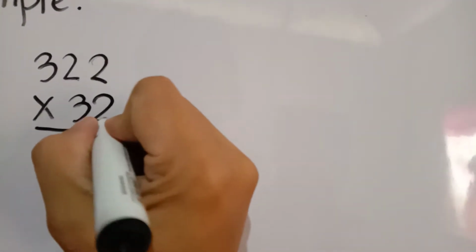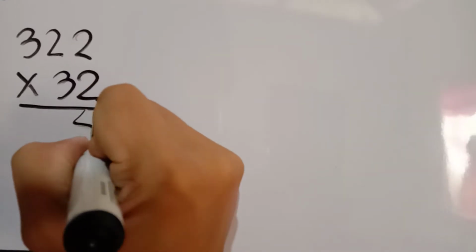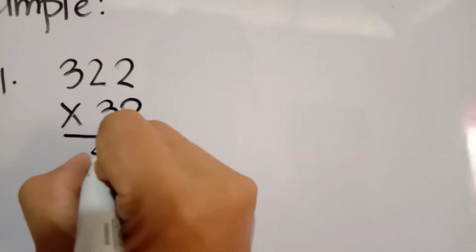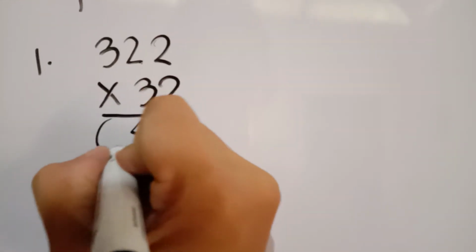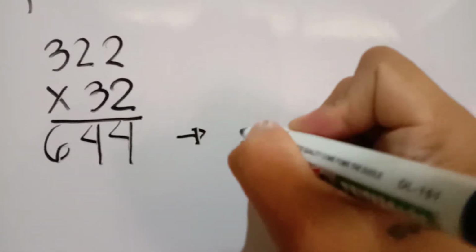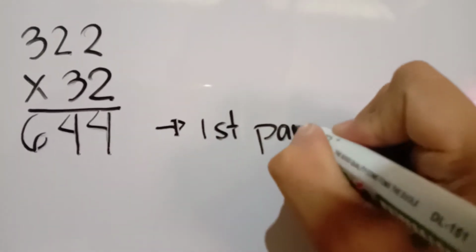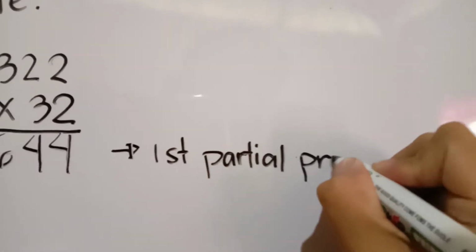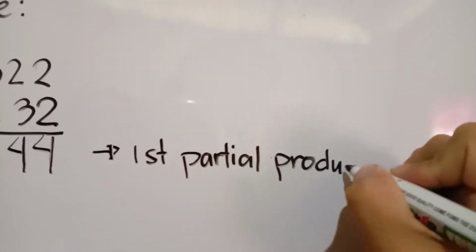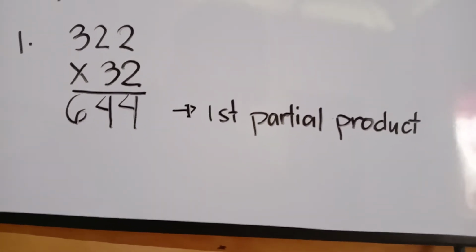Okay, so let's start. 2 times 2, that is 4. 2 times 2, 4 is equal to 4. 2 times 3, that is equal to 6. Okay, so 644 is called our first partial product.